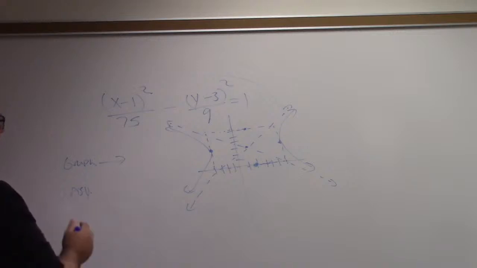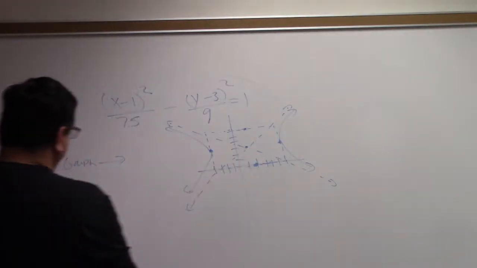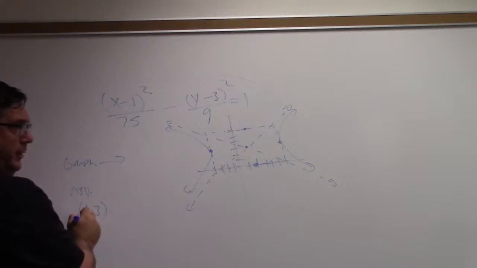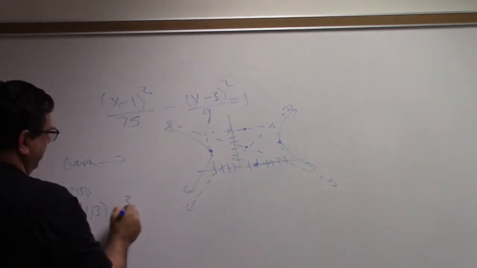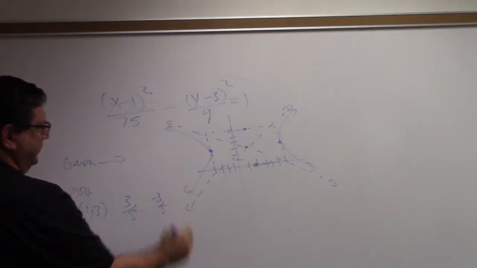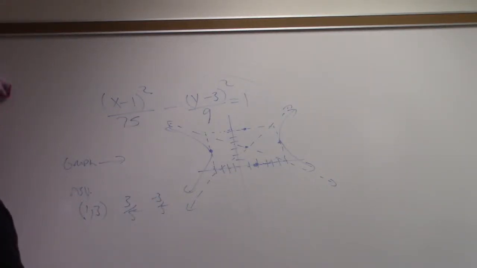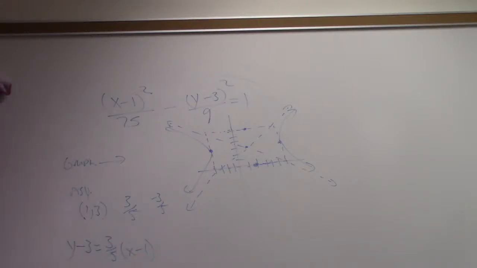All right, that's the graph for the asymptotes. So your center point is 1, 3. And then you're going up 3 over 5. So you got to do 3 fifths, and you got to do negative 3 fifths. So it's 2 equations. So y minus y1 equals m times x minus x1.